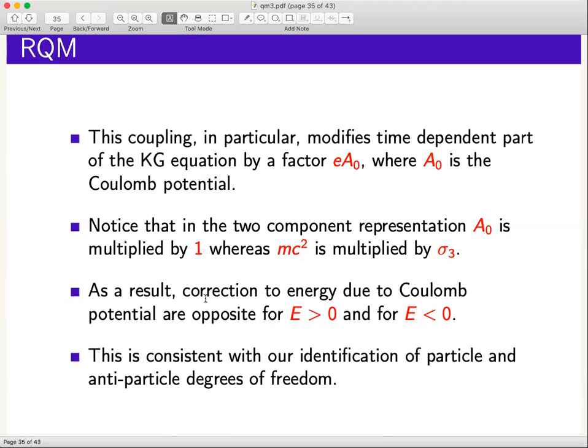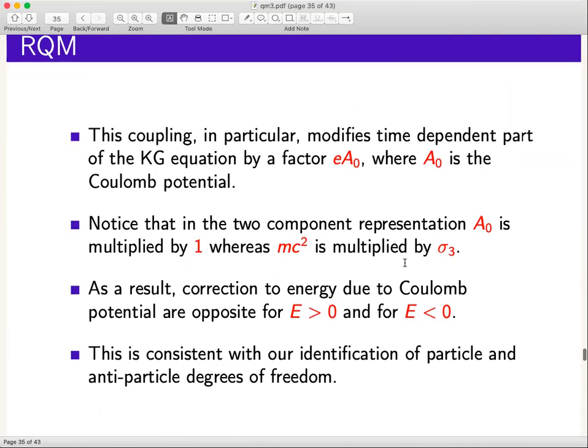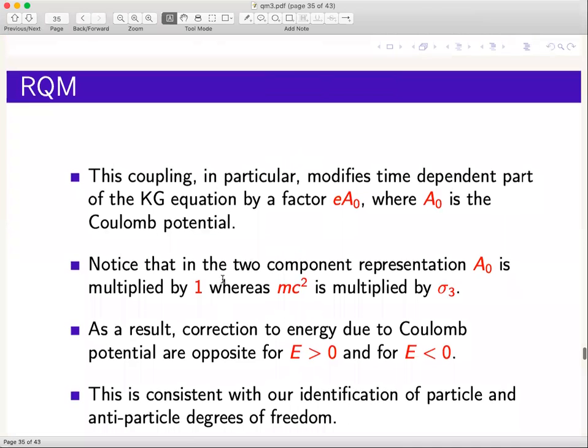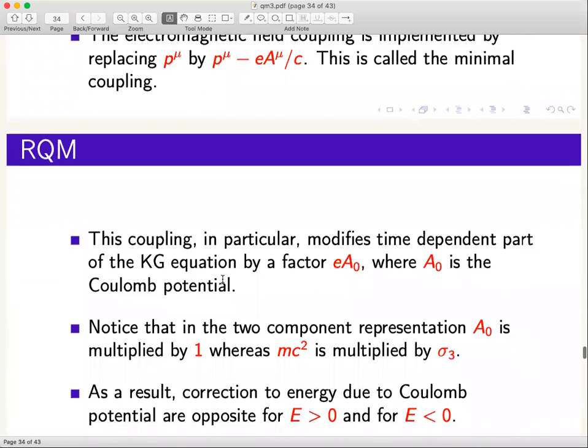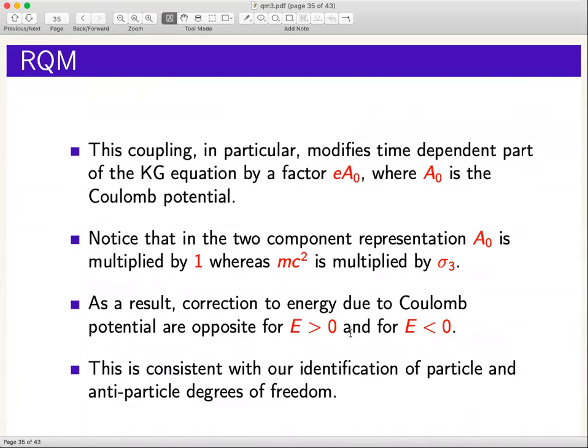Right, so that is a kind of consistency check for the two component formulation: you write it in a matrix form and they would give opposite corrections for positive and negative energy states. This is not immediately obvious because of the identity matrix, but because psi and chi carry opposite charges, the corrections have a factor E times A naught. So although you have an identity matrix, E for eta and E for chi are opposite, and therefore they do give opposite corrections.